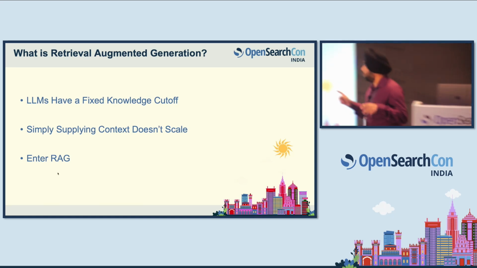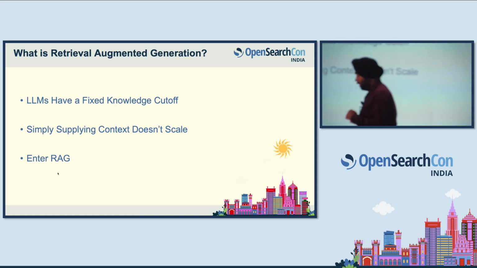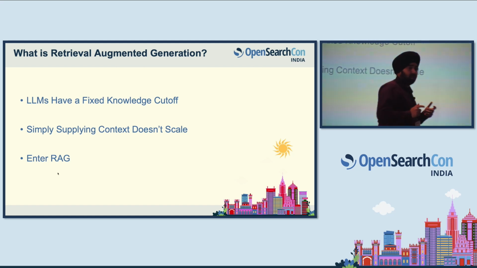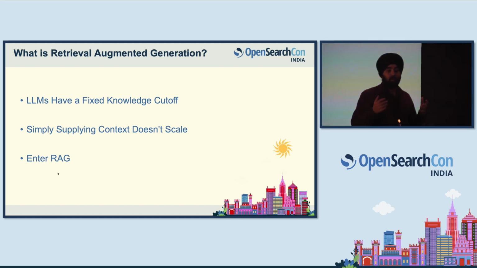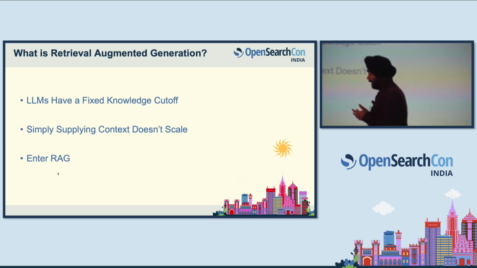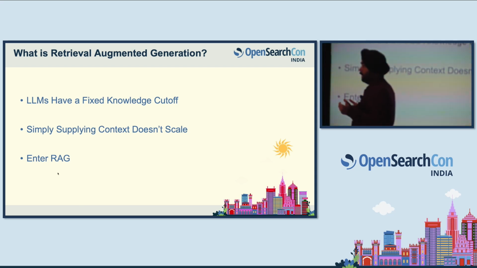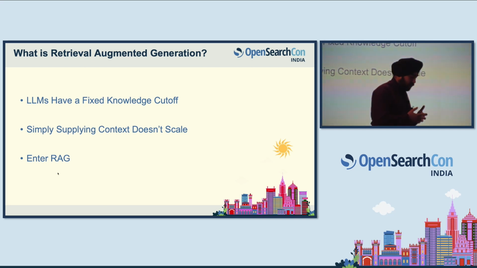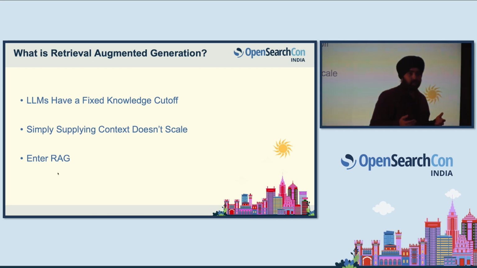Okay, a quick primer. Let's look at what RAG is to begin with. LLMs have a fixed knowledge cutoff. I'm sure all of you have experienced it, right? So they do not have access to new, evolving, or latest information. In fact, not even private information. That makes them really unsuitable for a lot of real-life scenarios.